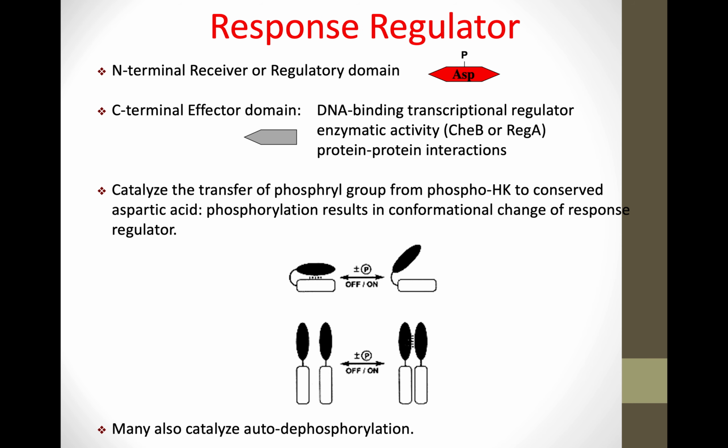So we move on to the second element, the response regulator, without which the two-component system wouldn't be complete. It is comprised of an N-terminal receiver or regulatory domain, as you can see over here, which has an Asp. It also has a C-terminal effector domain, the one that will give the output. It is a DNA-binding transcriptional regulator, with enzymatic activity, for example CheB or RegA, and it gives out protein interaction.